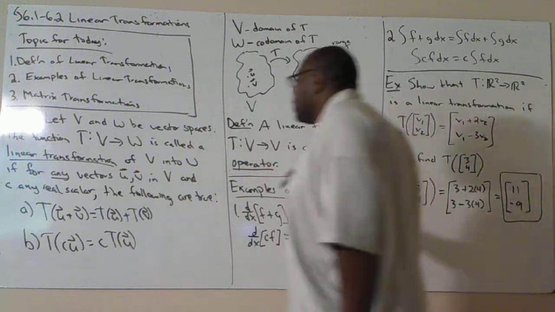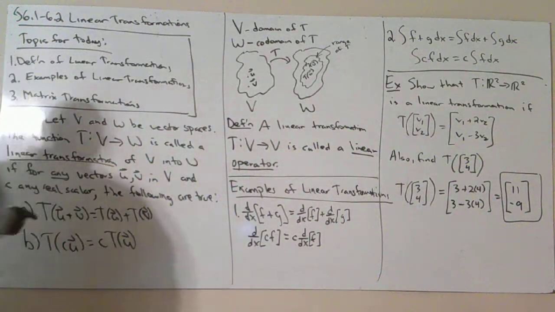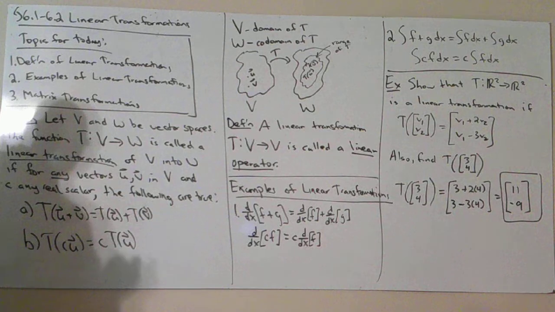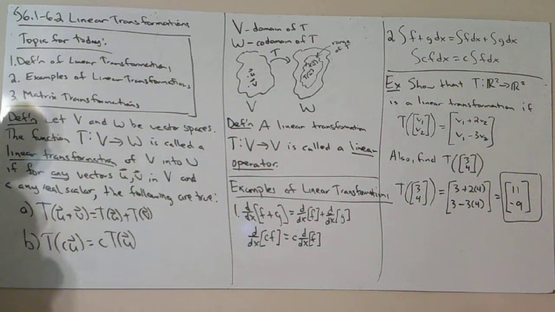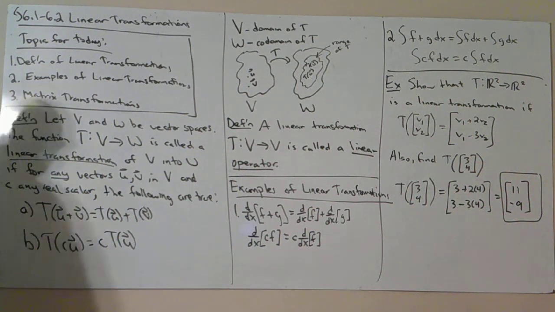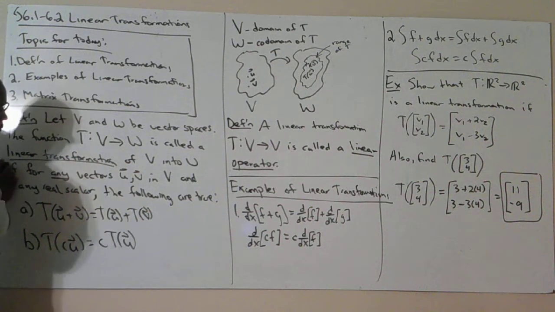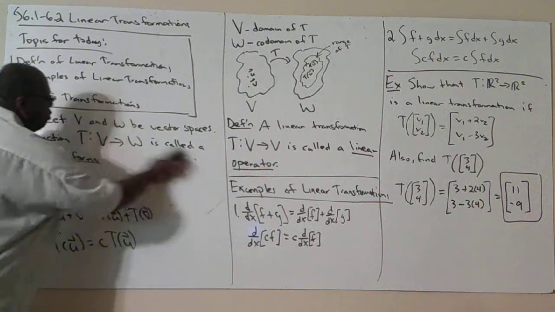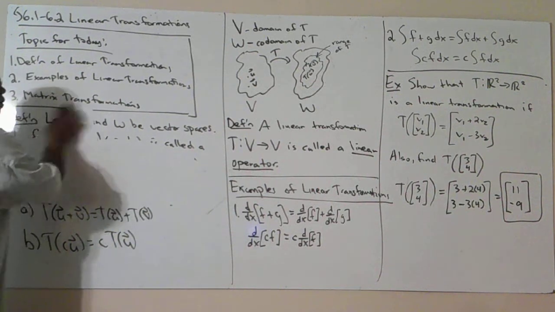Now I'm going to show that T of u plus v is equal to T of u plus T of v, and T of c times u is equal to c times T of u. So let's do that. I don't want to erase these. I'm going to erase everything else but those.